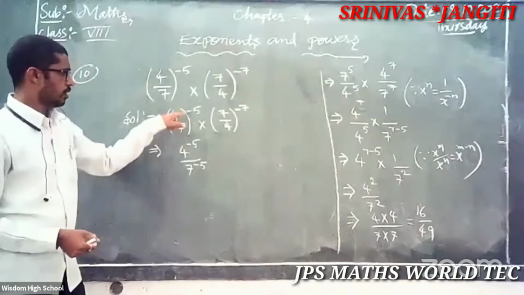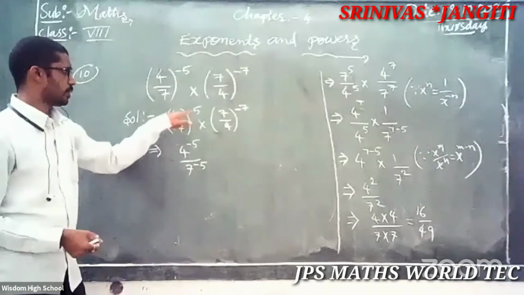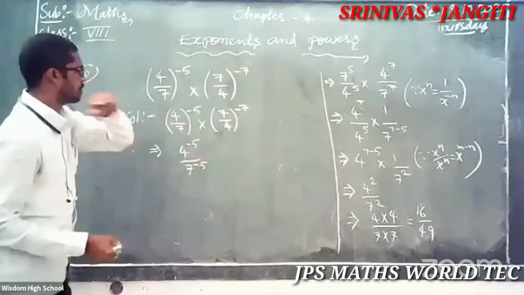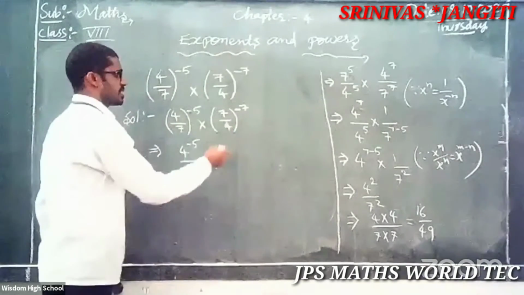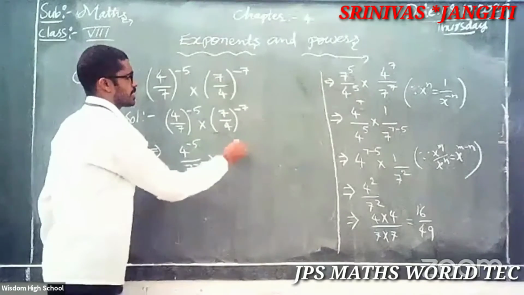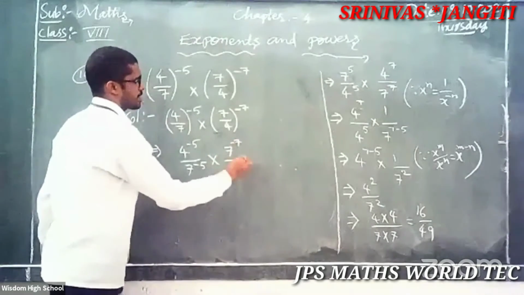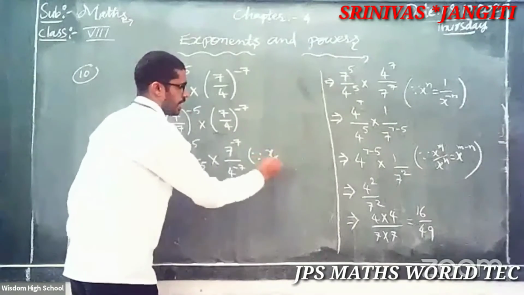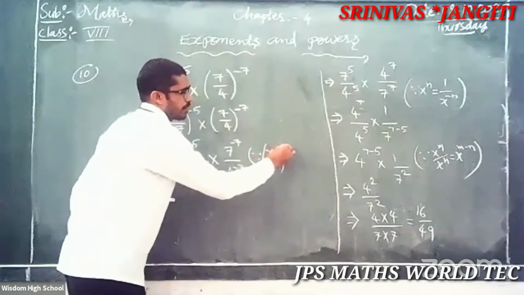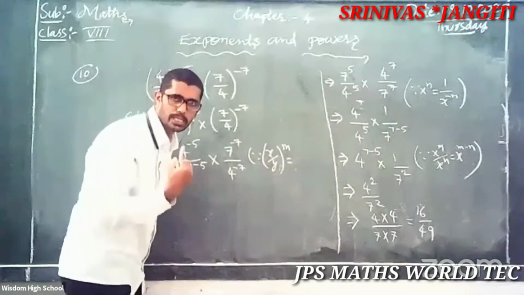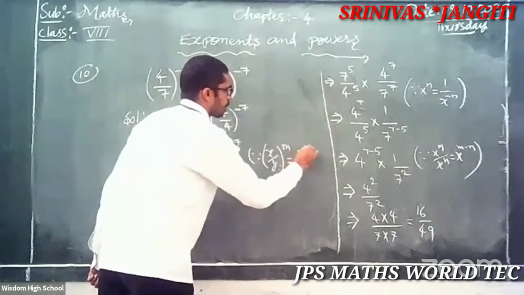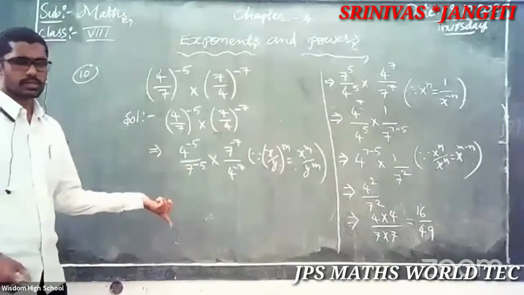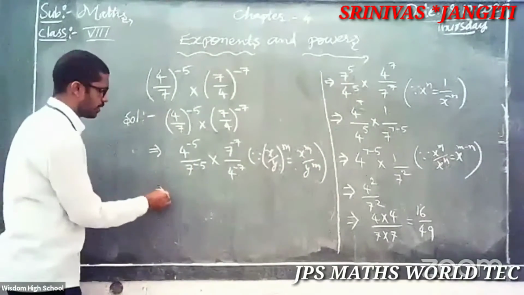4 by 7 all to the power of minus 5 means 4 to the power of minus 5 by 7 to the power of minus 5. Into what is here? 7 to the power of minus 7 by 4 to the power of minus 7. How is this? Because x by y all to the power of m is equal to x to the power of m by y to the power of m. So this is also the same.